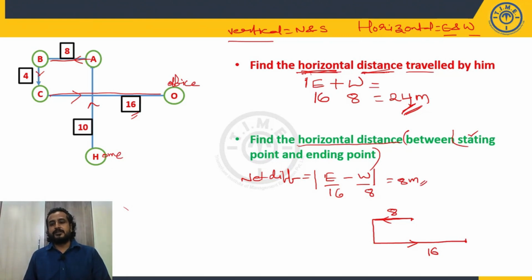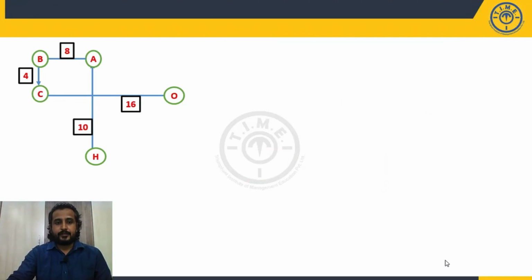Find the horizontal distance traveled by him. Find the horizontal distance between starting point and ending point. Okay. So east is 16 and west is 8. So total difference is how much? 8 meters. So horizontal distance traveled is nothing but east plus west. Find the horizontal distance between starting point and ending point is nothing but we need to identify the net difference. Fine. Now let's see the third question.